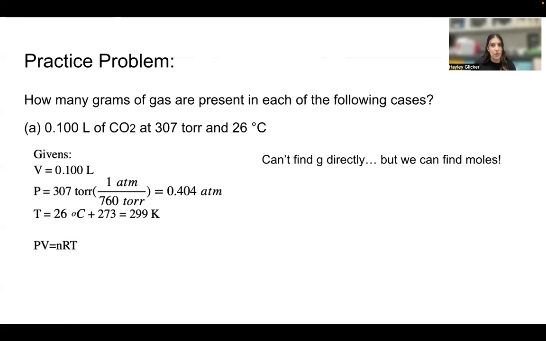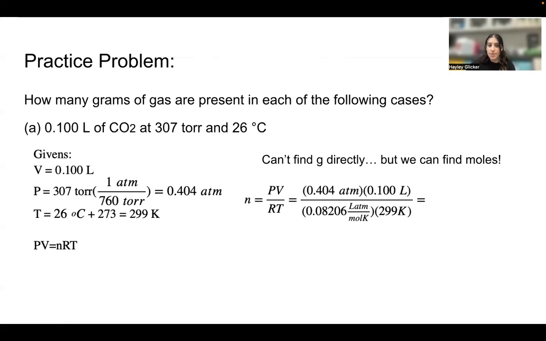And because I can't find grams directly, we have to find moles, or n, first. So when I solve for n, it is equal to PV divided by RT. And now it's just a game of plug and chug. We have our pressure times our volume divided by our constant times our temperature. And when I plug that into my calculator, we get 0.00165 moles of carbon dioxide produced.